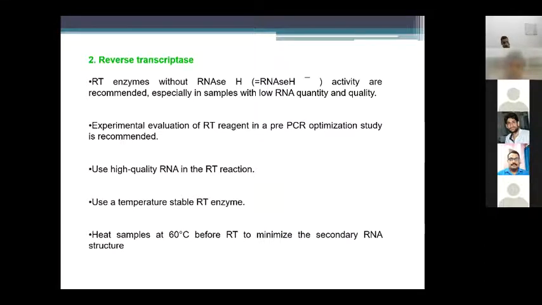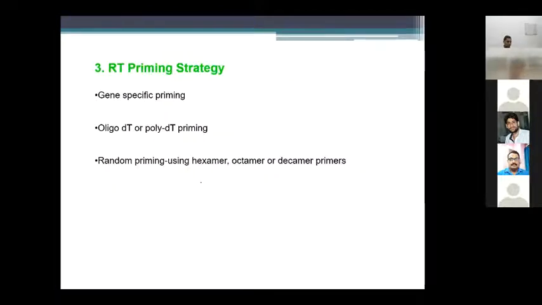Reverse transcriptase enzymes without RNase activities are recommended, especially in samples with low RNA quantity and quality. So experimental evaluation of the RT reagent in a pre-PCR optimization study is recommended, and use high quality RNA in the RT reaction. Use temperature stable RT enzymes and heat the sample at 60 degrees before the RT to minimize the secondary RNA structure. So these are the different strategies which optimize the ultimate result.